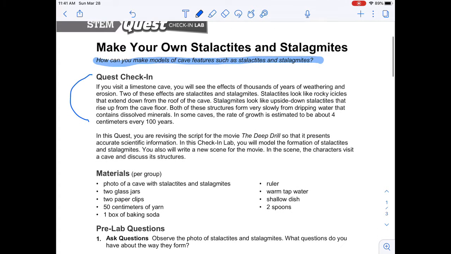We're also going to, in this quest, revise the script for the movie, The Deep Drill. Before break, we did a lesson where we had a movie script about the deep drill, and the professors were discussing where would be the best location to drill into the earth. So we're going to look at another scene from this movie, and in this check-in lab, you're going to model the formation of stalactites and stalagmites, and we're also going to write a new scene for the movie. In the scene, the characters are going to visit a cave and discuss its structures.